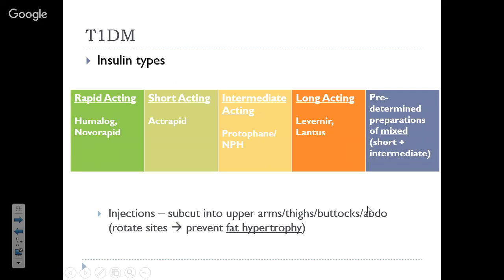In terms of injections themselves, they can use a variety of sites, so arms, thighs, abdomen, buttocks, but you want to be rotating those sites to prevent fat hypertrophy, which you could look for on examination if it's an OSCE.